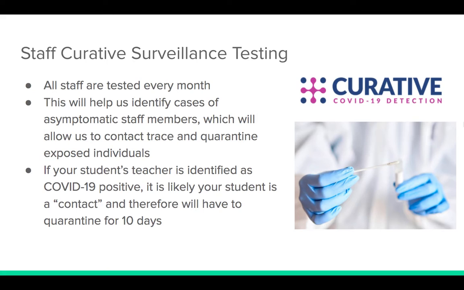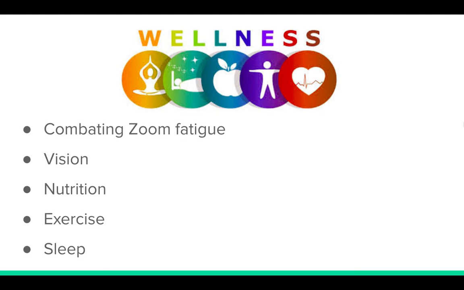We did also want to let you know that we are doing staff surveillance testing, and currently we are using a vendor known as Curative. This helps us identify positive cases of asymptomatic staff members, which will allow us to do contact tracing and quarantine exposed individuals. If your student's teacher is identified as COVID-19 positive through this surveillance testing, it is likely your student could be identified as a contact and therefore will have to quarantine for 10 days. And again, we'll send that letter out to you and notify you of this.